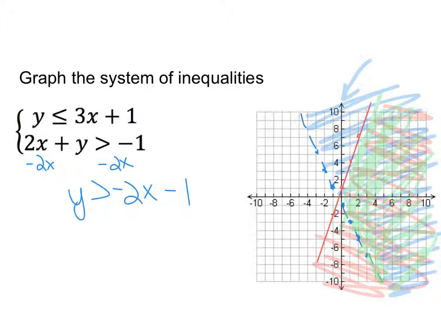So then I could ask you, is 4, 2 a solution? And all you have to do is find it on the graph here. 4, 2. Is that in the green area? It sure is, so it's one of the solutions.